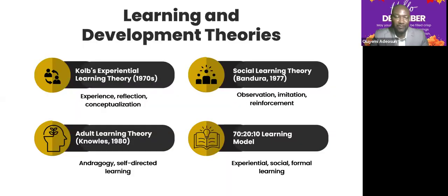So having looked at a few motivational theories, we'll now move on to learning and development theories. I also try to bucket some of the theories together, like a collection of like terms, if we can put it that way. So we have Kolb's experiential learning theory, the social learning theory, the adult learning theory, and then the 70-20-10 learning theory. I hope we are familiar with some of these theories, but let's look at them quickly.